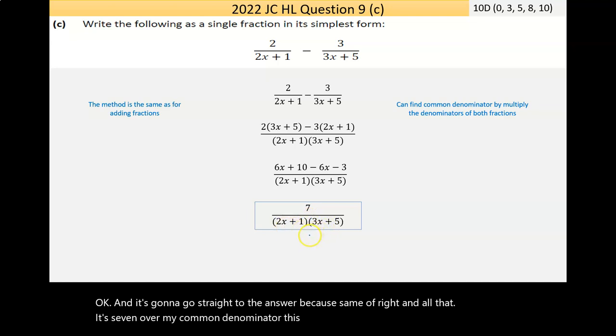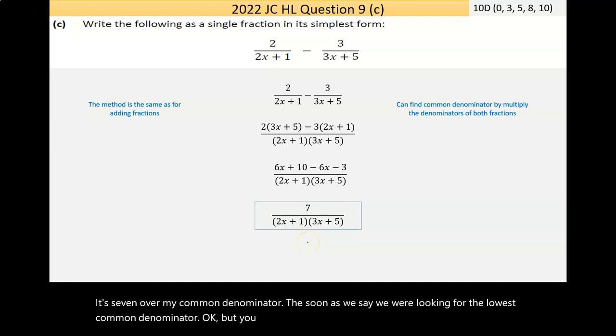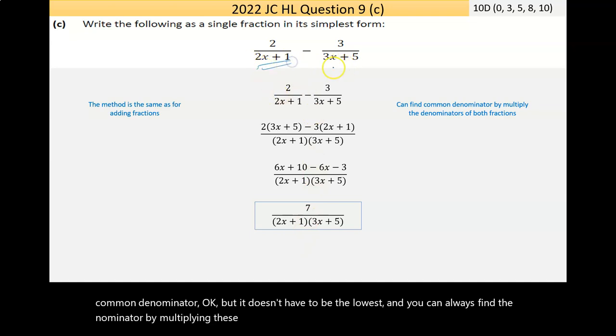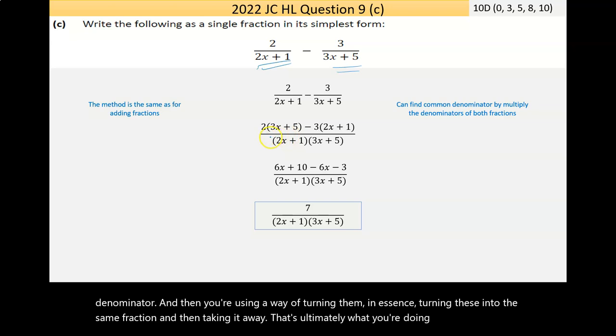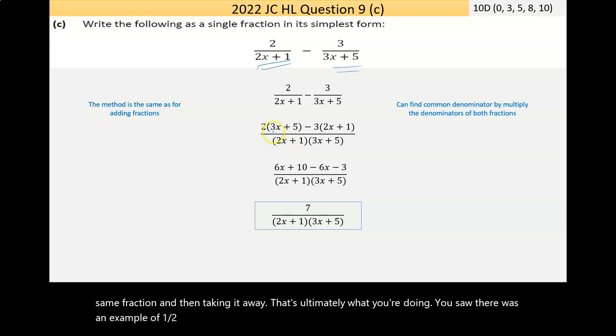Now, sometimes we say we're looking for the lowest common denominator, but it doesn't have to be the lowest. And you can always find the common denominator by multiplying these two denominators together. And then you're using a way of turning these, in essence, into the same fraction, and then taking it away. That's ultimately what you're doing. We saw there with the example of a half take away a quarter that it's the same method.